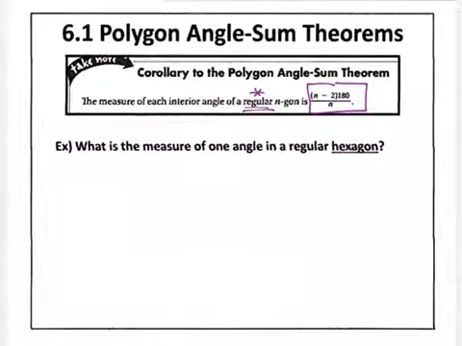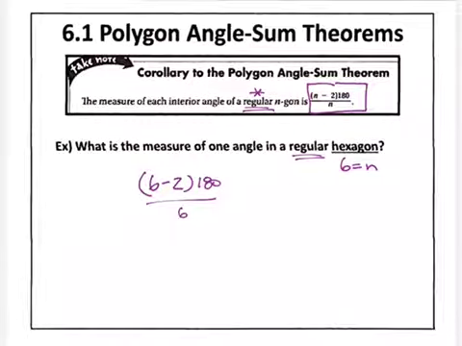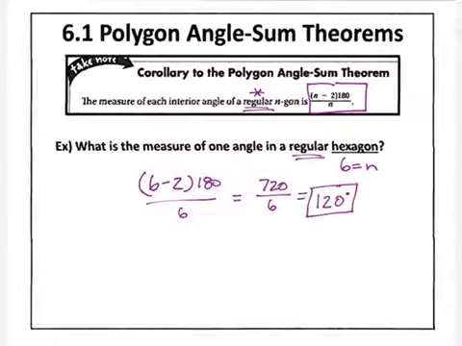So what is the measure of one angle of a regular hexagon? Well, a hexagon has 6 sides, so n equals 6. So we're going to plug that in and see what we get. So we've got 6 minus 2 times 180 divided by 6. On the top, we get 720. On the bottom, we still have 6. So each angle inside of that regular hexagon has a measure of 120 degrees.